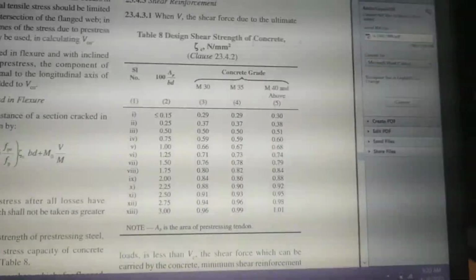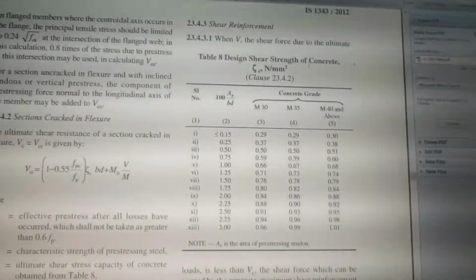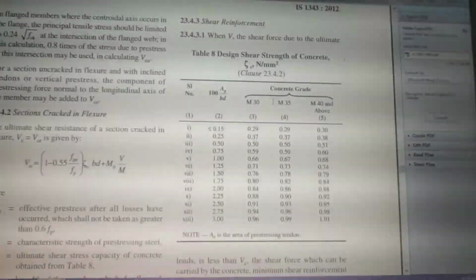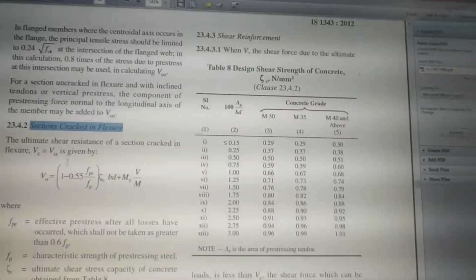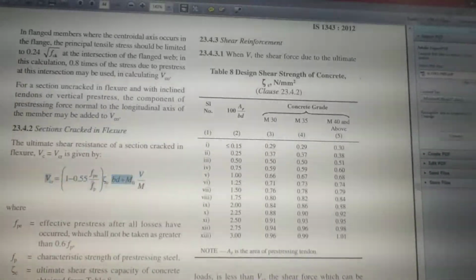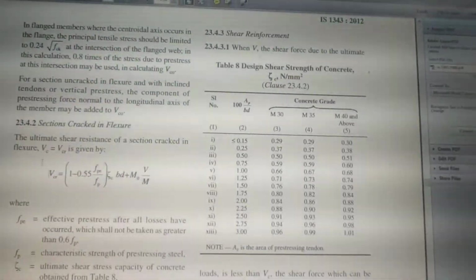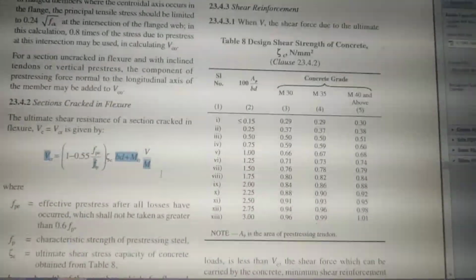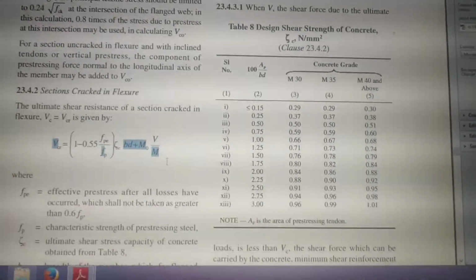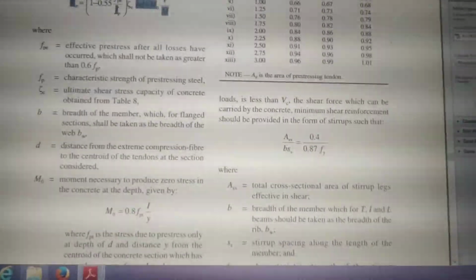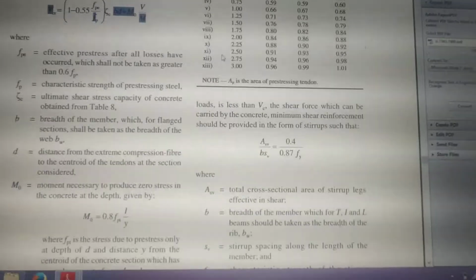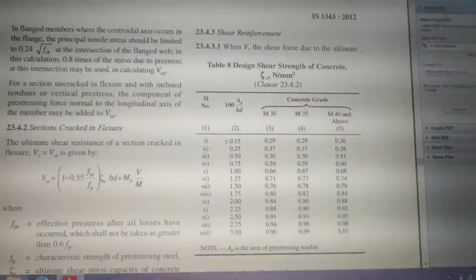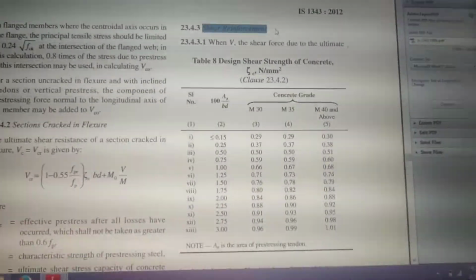If it is necessary we will give the reinforcement depending upon the comparison of VCU and the ultimate shear force. Based on the comparison we will give the shear reinforcement, or otherwise minimum shear reinforcement has to be given for any section. The equation we are using for the cracked section is VCR equal to, and normally we use this to compute the ultimate shear resistance in the cracked section. We will see what the cracked section is later.